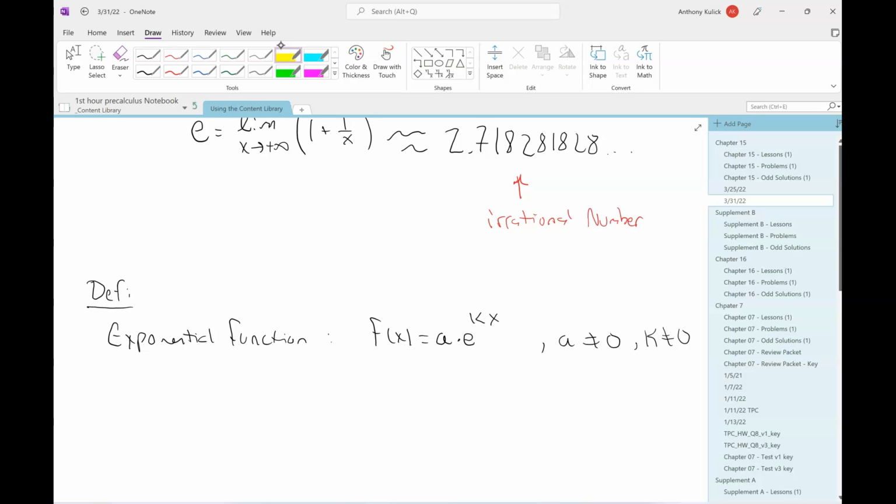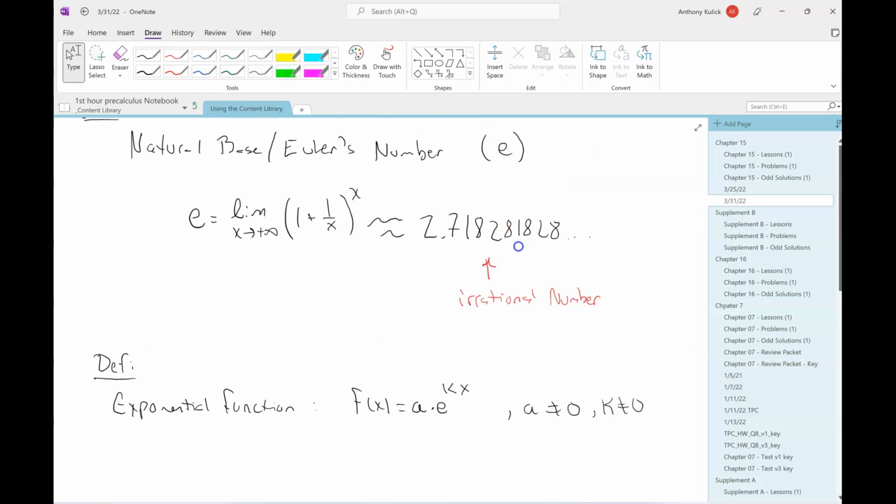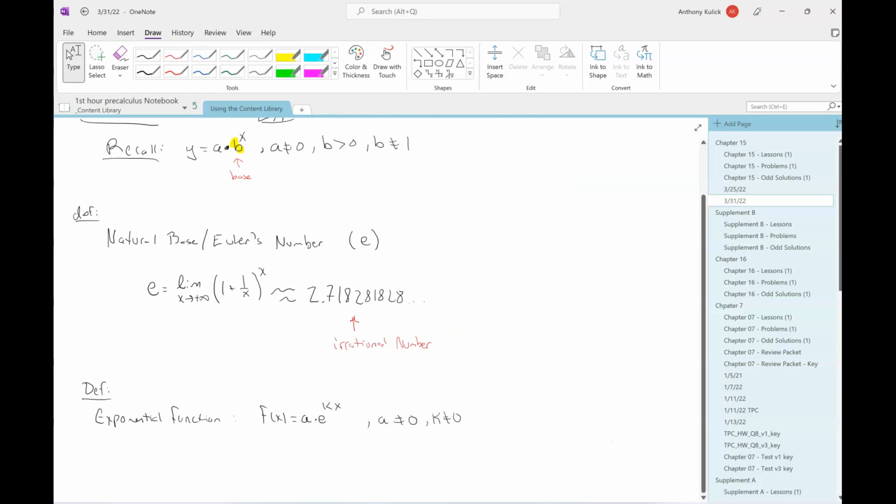So what have we done here? Let's go back and look at what our exponential function was originally. It was a times b to the x, right? And b could be almost any number. It had to be positive and not equal to 1.